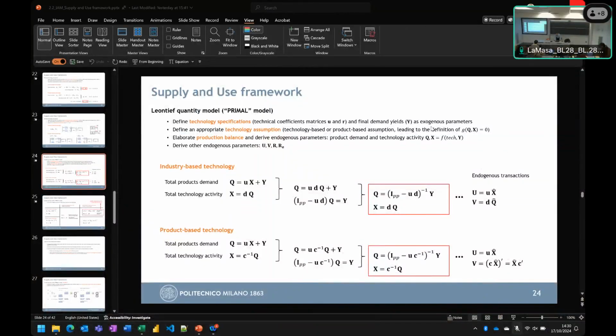Related to the computational structure of impact assessment models. First, do you have some questions related to what I explained last time? Supply use framework, all clear, all good?